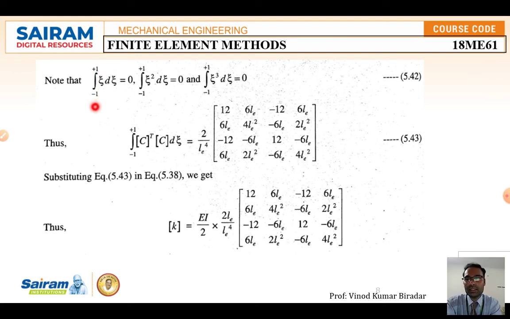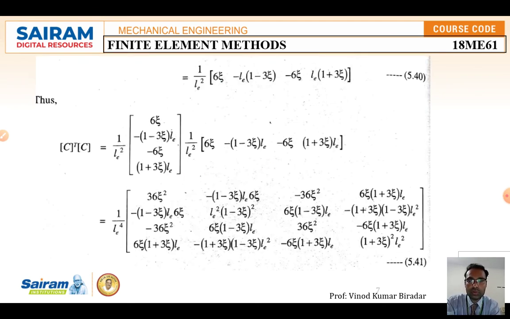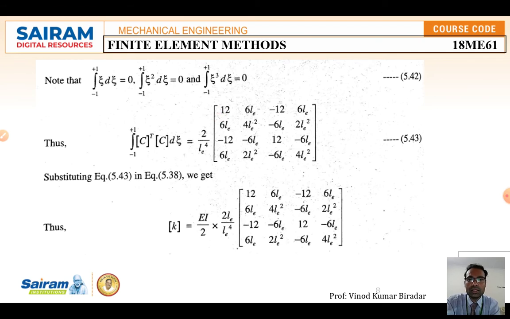Integration from minus 1 to 1 of zeta, this is an odd term, so you are going to get 0. If you integrate from minus 1 to plus 1 and substitute these values, you get 0. Integration from minus 1 to 1 of zeta cube d zeta is also equal to 0. Zeta, zeta square and zeta cube are substituted in that equation, so you are going to get this: 12, 6LE, minus 12, 6LE; 6LE, 4LE square, minus 6LE, 2LE square.